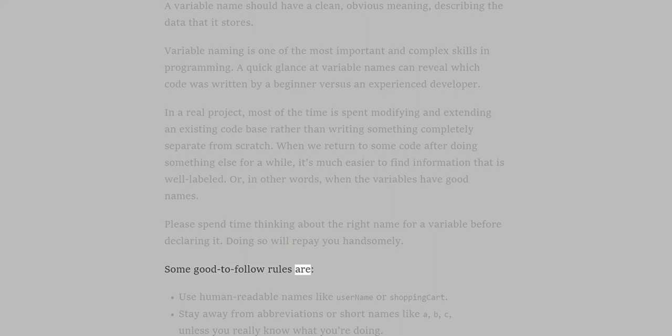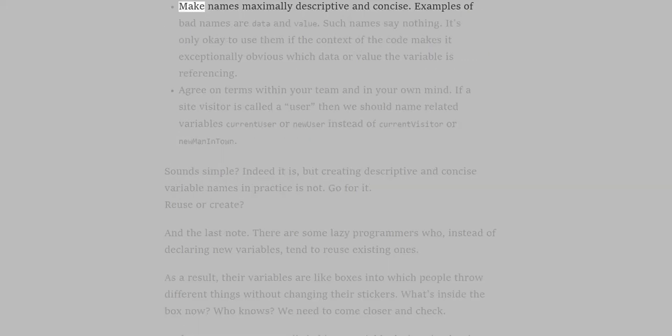Some good to follow rules are: use human-readable names like userName or shoppingCart. Stay away from abbreviations or short names like a, b, and c, unless you really know what you're doing. Make names maximally descriptive and concise. Examples of bad names are data and value. Such names say nothing. It's only okay to use them if the context of the code makes it exceptionally obvious which data or value the variable is referencing.